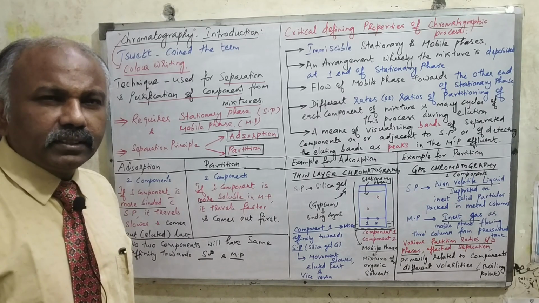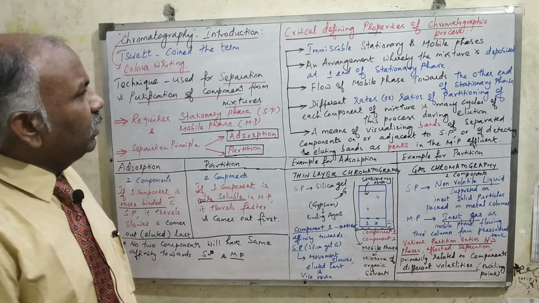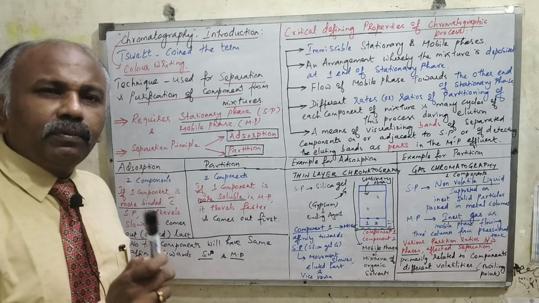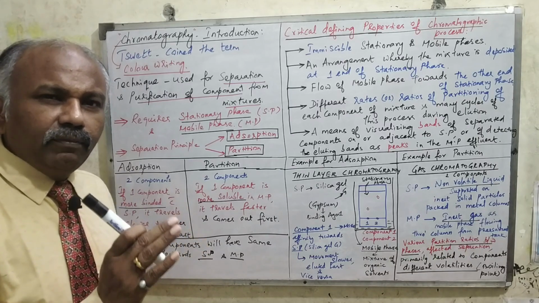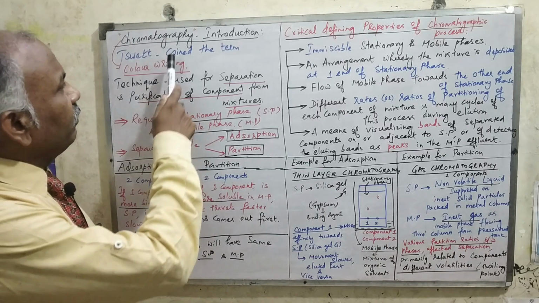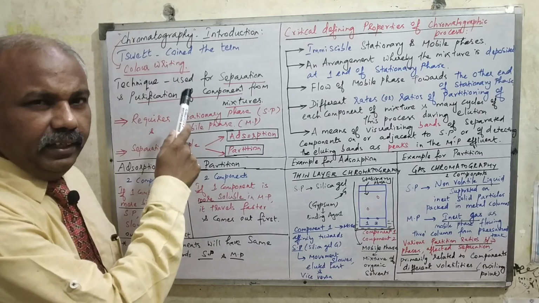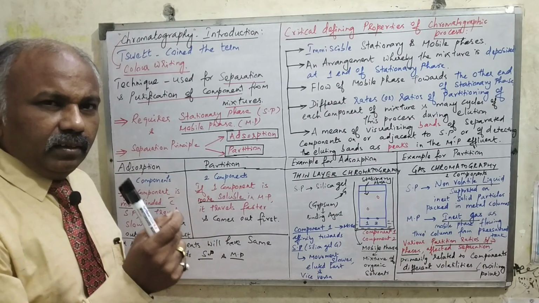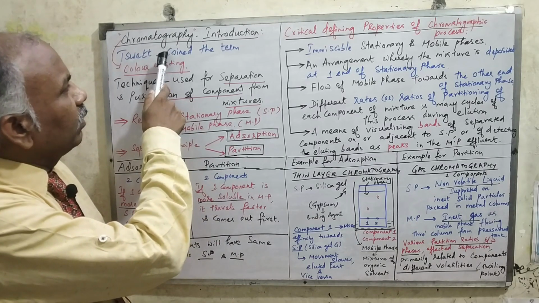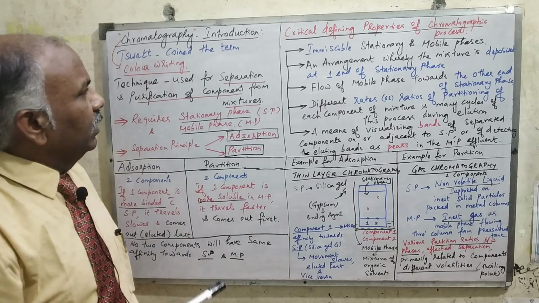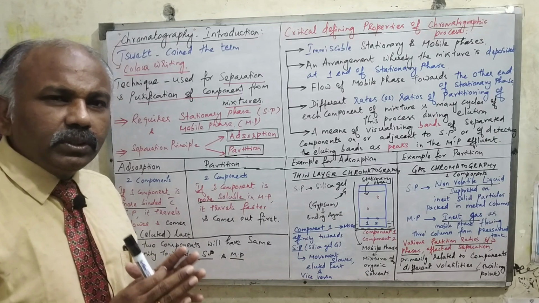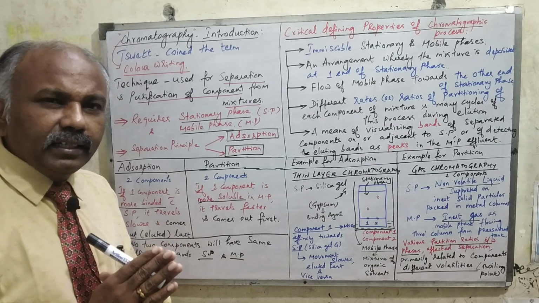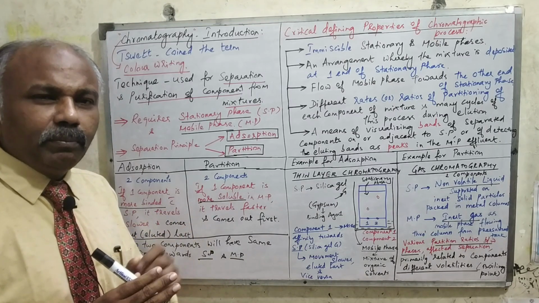Today I am going to discuss the topic of chromatography. What is the meaning of chromatography? Chroma means color and graphy means writing, right? Chromatography refers to the term color writing, and it is a word coined by a scientist called Tswett, the Russian scientist who coined the term chromatography. The technique is basically used for the separation and analysis of the components from the mixture, right?